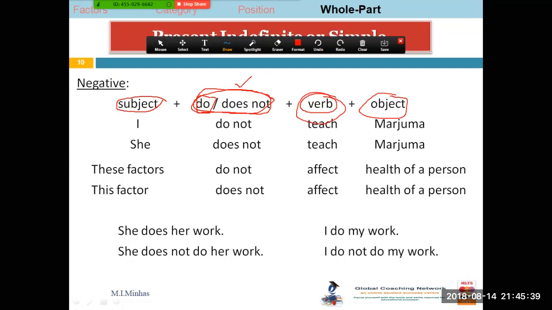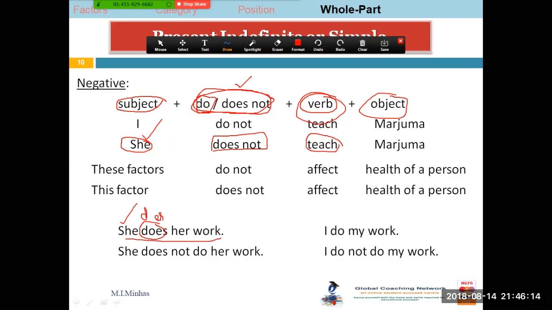Okay, so now here, in case of this sentence, this was third person singular, and we used does not with it. And we saw that, okay, now there is no s or es with teach. We also saw this one example: She does her work. Now here, does is a verb, and because it is a third person singular, we have added es with the verb do.